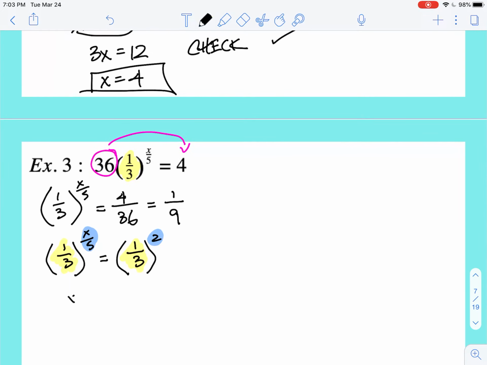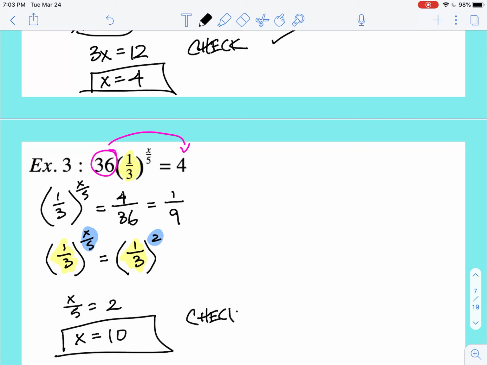All right, so we've got x over 5 equals 2. And to get rid of that 5, I'm going to multiply it, so x equals 10. And you always want to check your answers. When I plug that back in to the original equation, it works out, so x equals 10 is a solution.